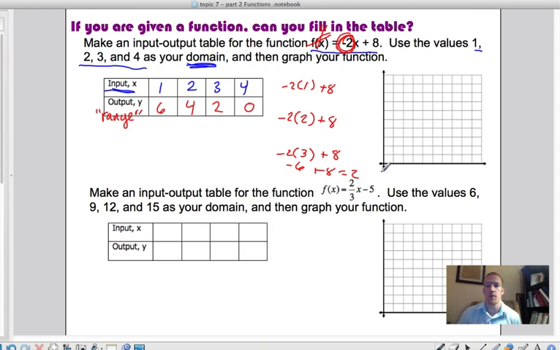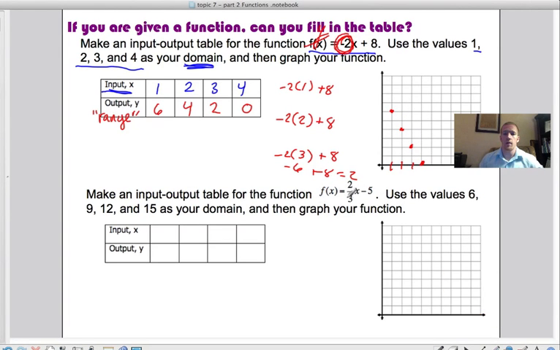All right, so graph that. Over 1 up 6, over 2 up 4, over 3 up 2, over 4 up 0. Right, so every time we go over 1 on our x, our y's are going down by 2. So over 1, down 2.